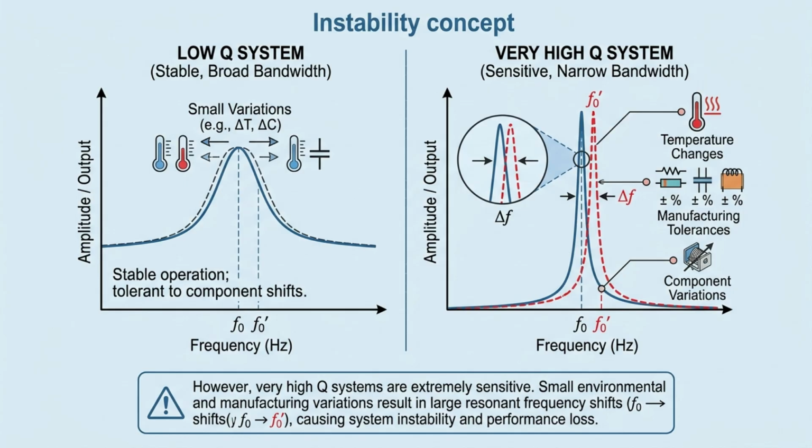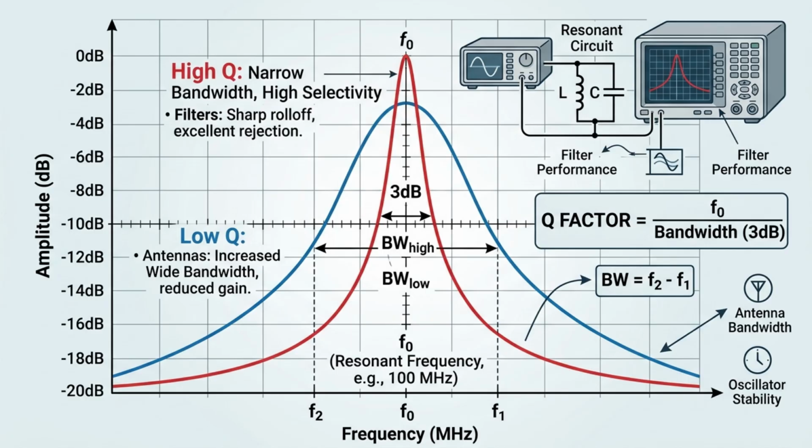However, very high Q systems can become sensitive to small variations in components, temperature changes, and manufacturing tolerances, which may shift the resonant frequency and affect system stability. In RF engineering, Q factor is one of the most critical parameters in resonant system design. It directly affects filter performance, antenna bandwidth, and oscillator stability.